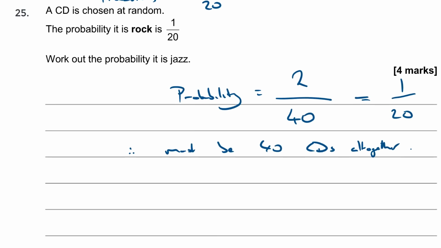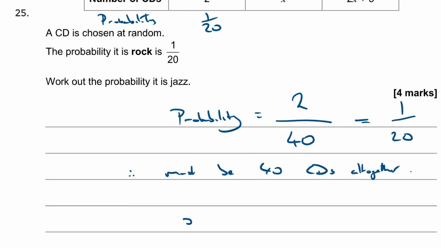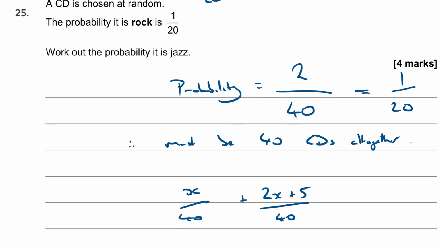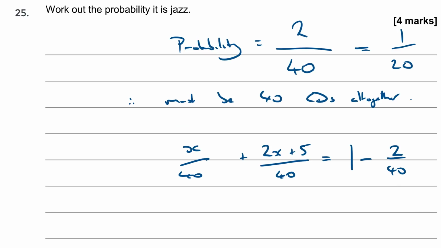We can say that our probability of x over 40 plus 2x plus 5 over 40 is going to be equal to 1 minus the probability of getting a rock CD, which we said was 2 out of 40. So 1 subtract 2 out of 40 is 38 out of 40, isn't it? So I've got x over 40 plus 2x plus 5 over 40 is equal to 38 out of 40.